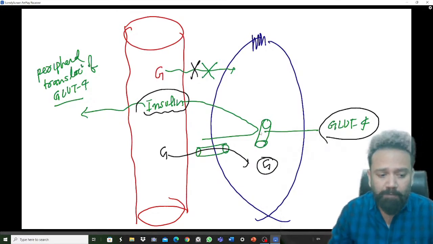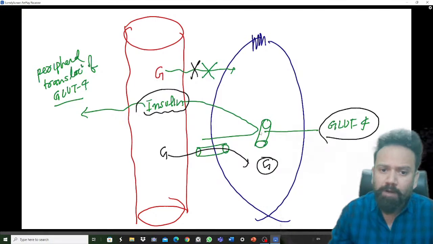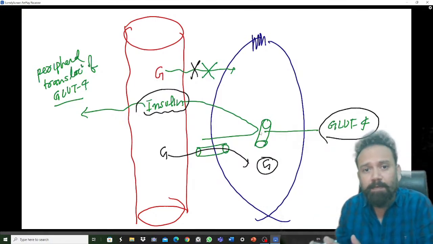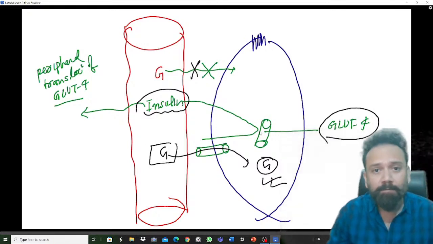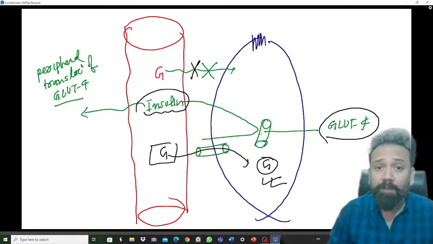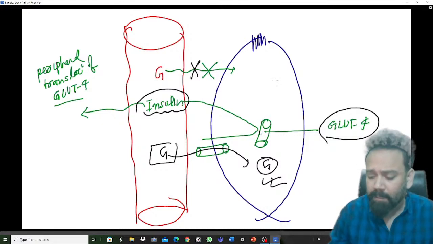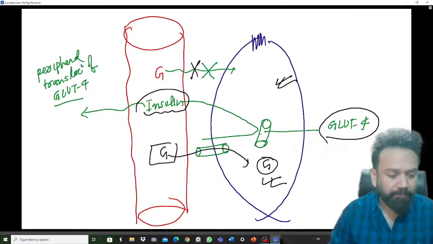So what is the metabolic function of this insulin, doctor? The metabolic function of insulin is to cause peripheral translocation of glut 4 from the center to the periphery so that glucose can easily enter inside the muscle. That is why when we have insulin resistance, or type 2 diabetes or type 1 diabetes, muscles are hungry. They don't get enough.